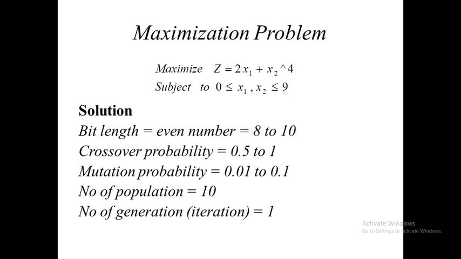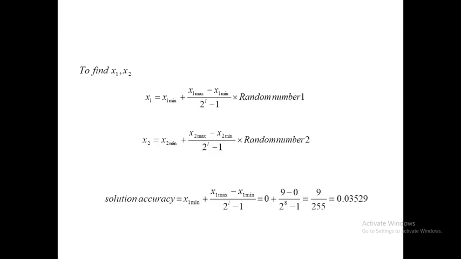Crossover probability is 0.5 to 1. Mutation probability is 0.01 to 0.1. Number of population is equal to 10. Number of generation is equal to 1. Some things you will become aware of after completing this problem. Here we need to find x1 and x2. What are x1 and x2? The newer point from the older point.